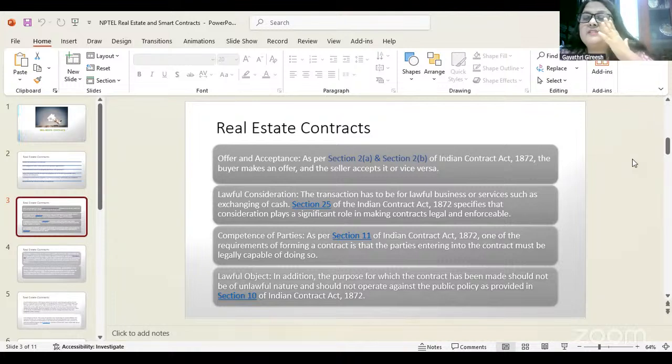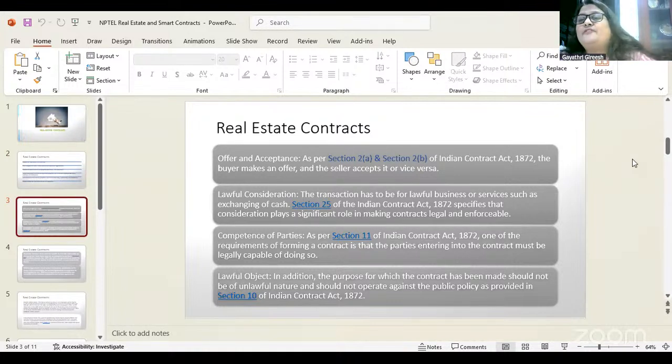Now, whatever it is, when you are in the position of a purchaser or a seller, offer and acceptance becomes a basic contractual obligation. Under Section 2(a) and 2(b) of the Indian Contract Act, the buyer makes an offer and the seller accepts it. This is the basic requirement of a contract. Unless there is an offer and acceptance, there is no further progress on the contract. If you are a potential buyer or seller, you make a basic offer and then your acceptance and other things continue.